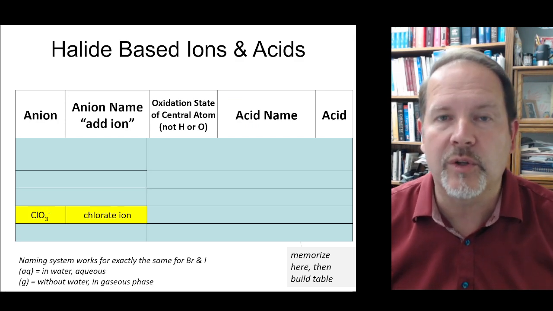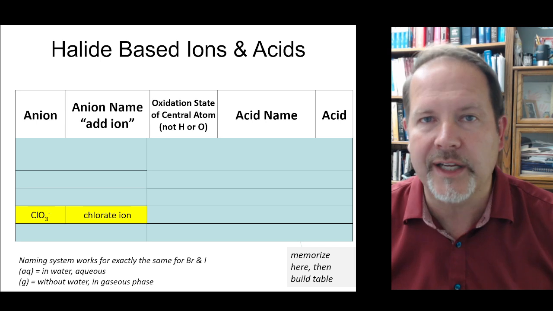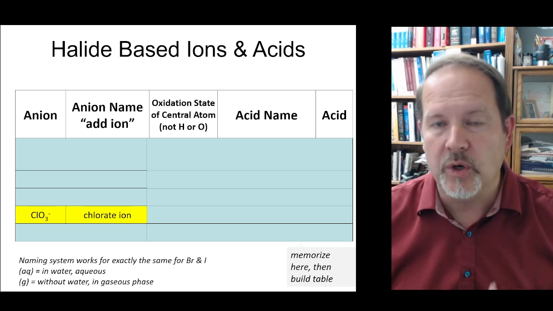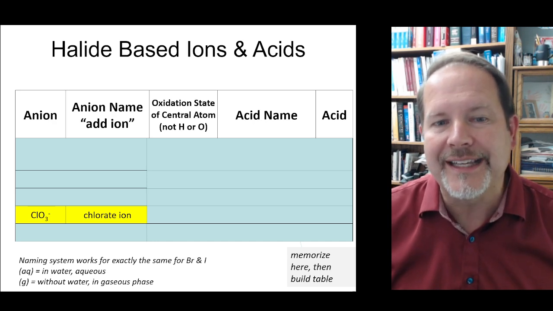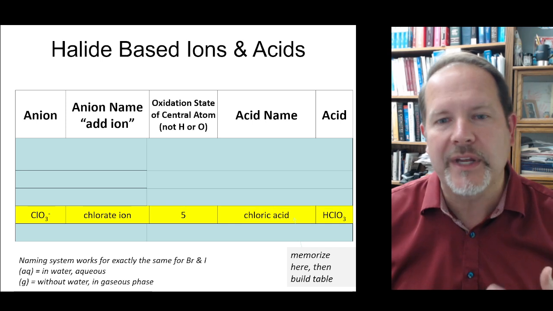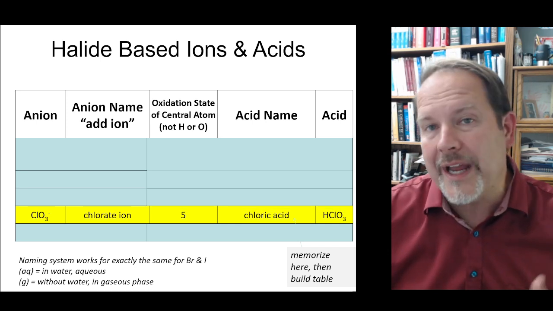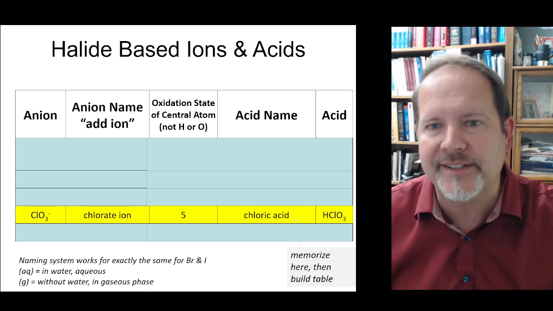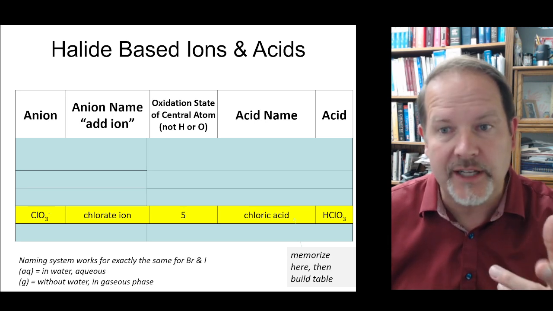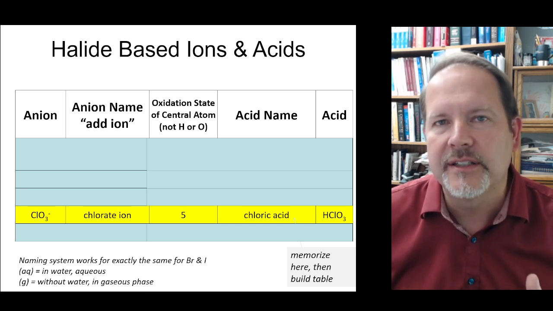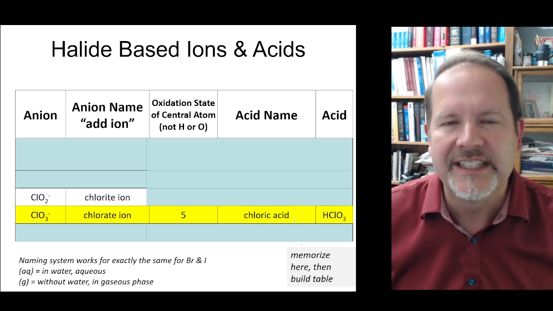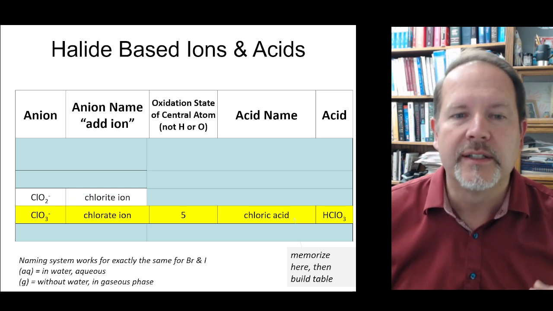Let's get started with the chlorate series. So you memorize chlorate, ClO3 minus 1. If you add a hydrogen to that, the ate becomes ic, but we add the word acid. So chlorate becomes chloric acid, HClO3. So now we've got 2. If you go 1 less oxygen from the ate, it becomes chlorite, ClO2 minus 1.